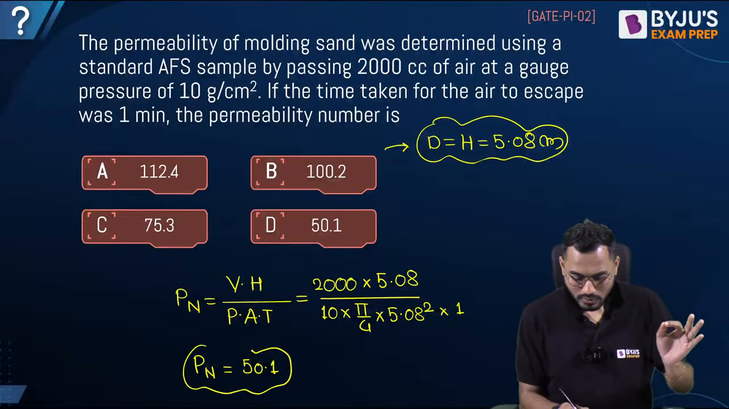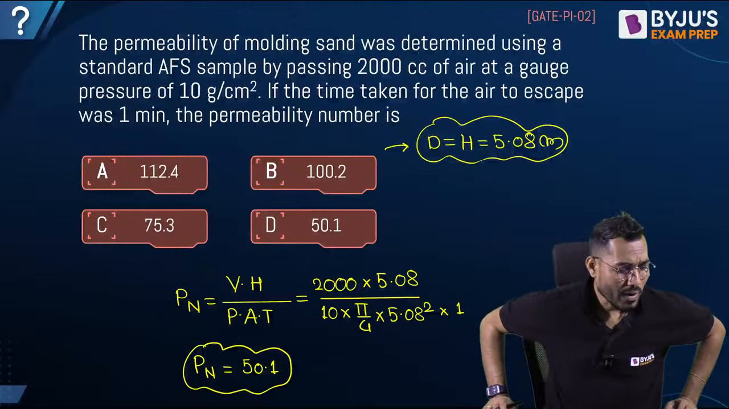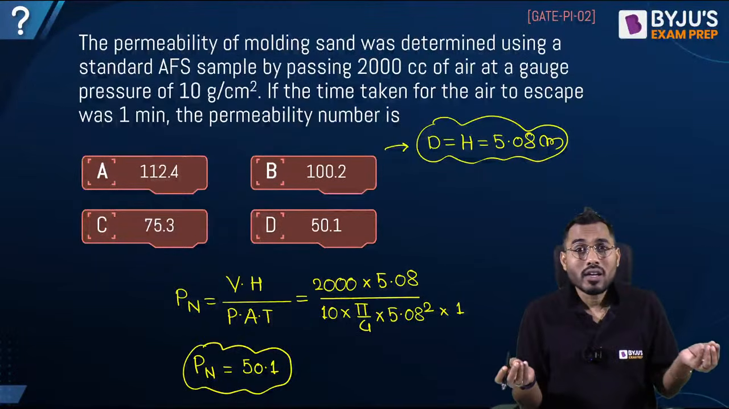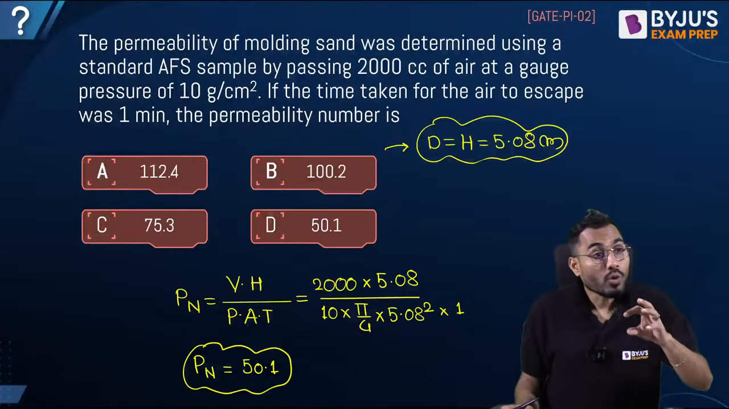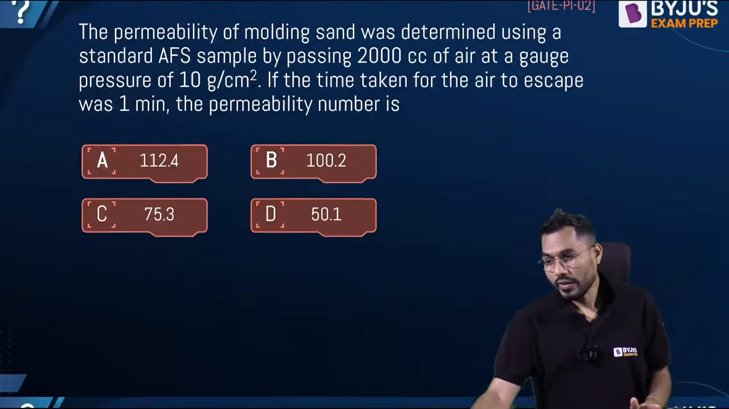What is the unit of this permeability number? Is there any unit of permeability number, my dear friends? Sir, it is a unitless quantity. It is just a number. As the permeability number increases, the porosity of that particular sand is increasing. Yes, no unit.